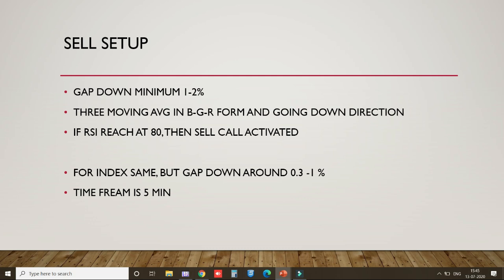When the sell call is activated, I will place a stop loss 1% above that sell signal. So you can put the stop loss 1% away from the sell signal.